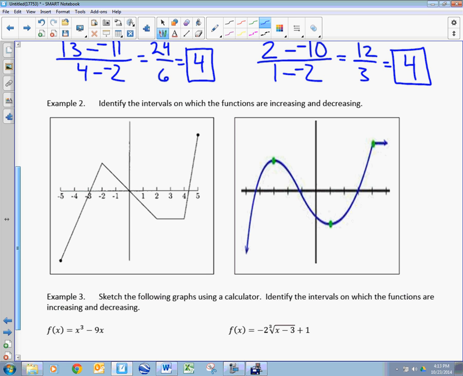Next question is identifying intervals on which the functions are increasing or decreasing. Increasing means the average rate of change is positive. Decreasing means the average rate of change is negative. Or the graph is on its way up for increasing, on its way down for decreasing. So you can see this blue section here. The graph is on its way up. It is increasing from -5 to -2.